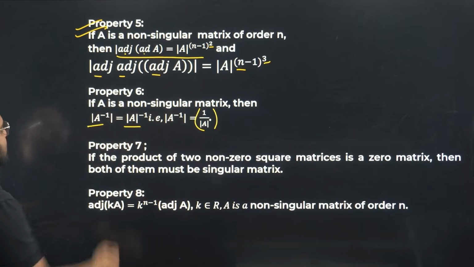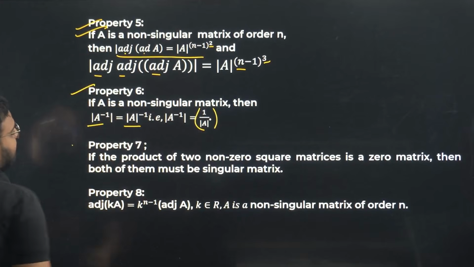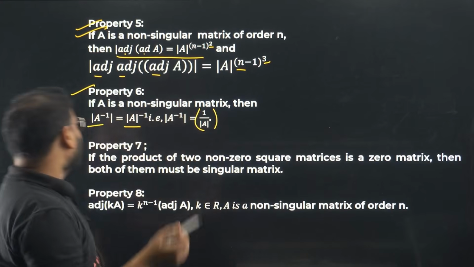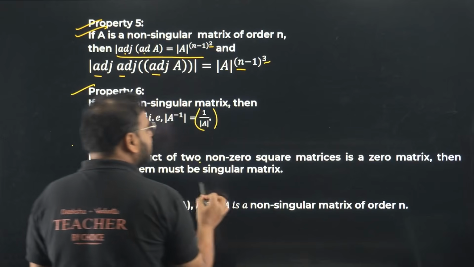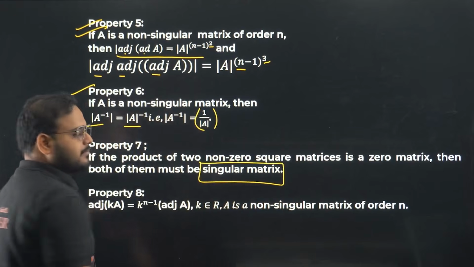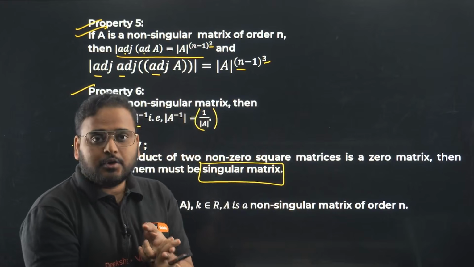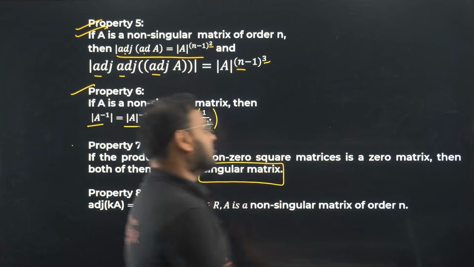Property number 7: if the product of 2 non-zero matrices is a zero matrix, then both of them must be singular matrices. Very important. It means for 2 non-zero matrices, when taken as product, you're getting the result as 0.